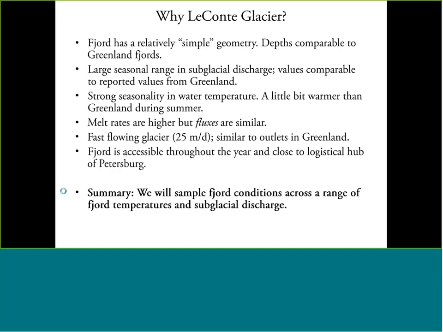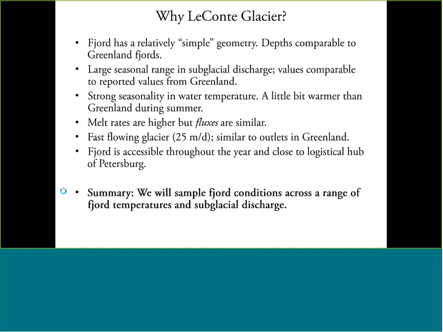We see a strong seasonality in water temperature. The water at LeConte is going to be a bit warmer than Greenland. So what we've seen between about May and September is temperatures ranging from maybe 4 to 7 degrees Celsius. Presumably in the winter, it'll be a bit colder. And that 4 degrees is kind of on the upper end of what we see in Greenland. But you could also say LeConte is perhaps what Greenland will look like going into the future. And then also we are going to be sampling across a range of temperatures.